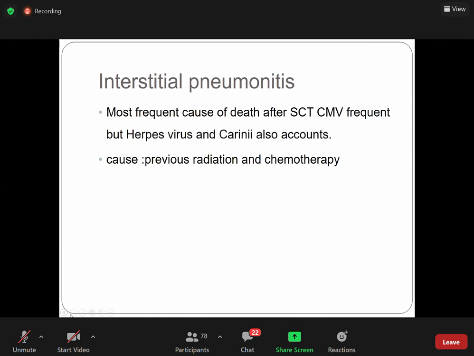Another complication is cystitis. The patient has blood in the urine, and it is due to a virus. The third complication is veno-occlusive disease of the liver. So we need strict observation of the post-transplant patient to see all complications. Hepatic veno-occlusive disease syndrome causes severe jaundice.